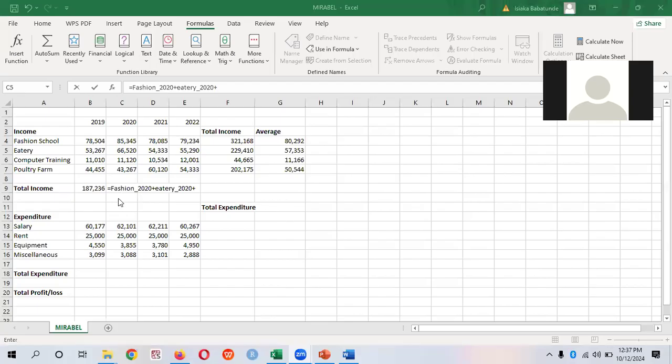Let's find the amount the company realized in 2020. That is by adding what the fashion school generated, what E3 generates, what computer generates, and poultry, what each of them generates in 2020. To do that, we come here, enter equal sign, then select the first one, plus the second one, plus the third one, plus the last, which is the poultry, then click enter. So you can see that in 2020, the company realized 206,000.